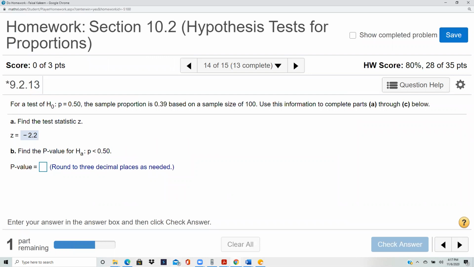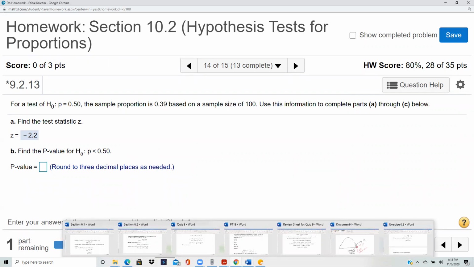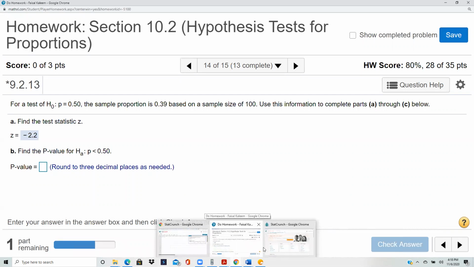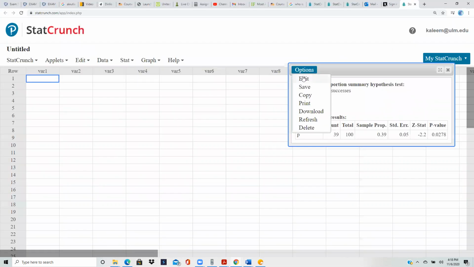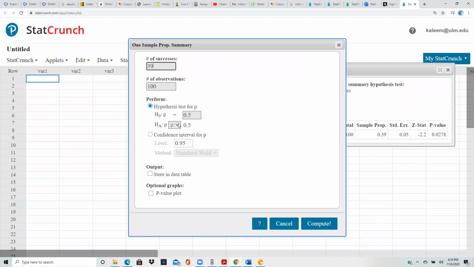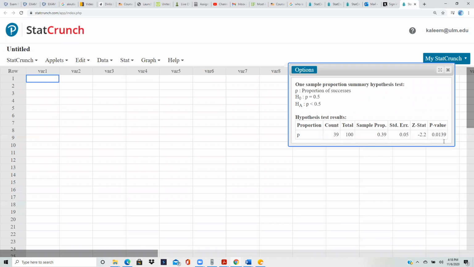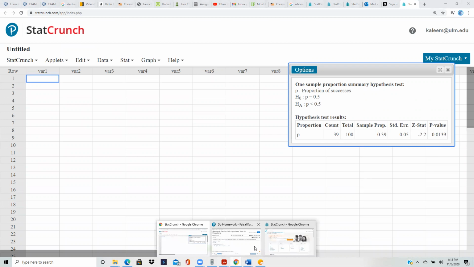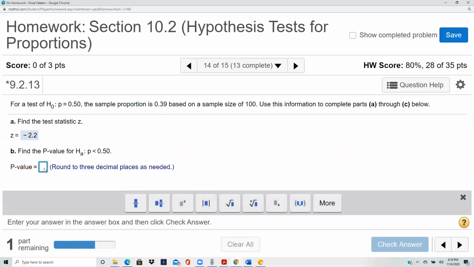Find the p-value. So now they say find the p-value for HA where p is less than 0.5. So you have to adjust the window, less than 0.5. So add it and change it to less than. 0.0139. Okay. So 0.014.